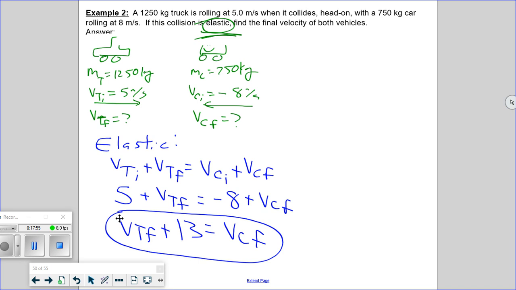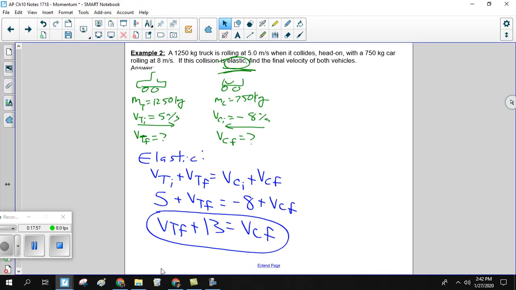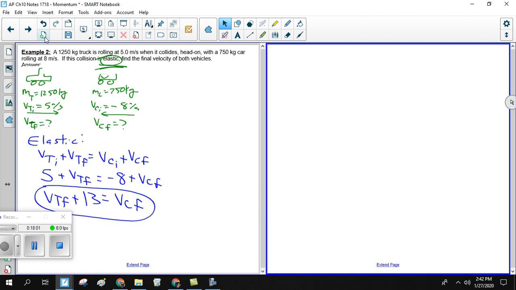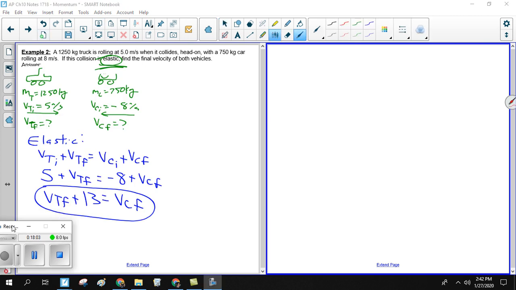Now, equation number 2. Let's go dual screens here. Equation number 2 says that the total momentum before the collision equals the total momentum after the collision.